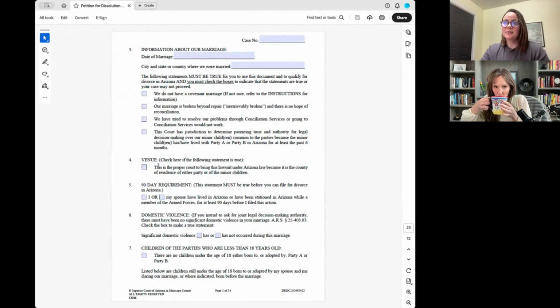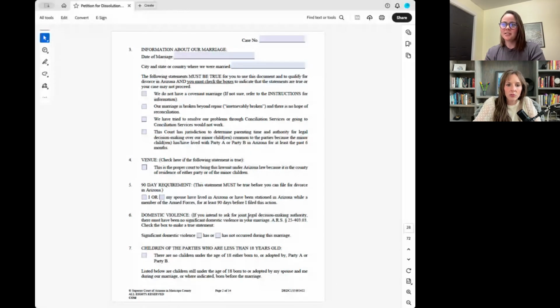We're going to file the dissolution in the appropriate court in the county where you live. And in Arizona, you have to have lived in the state for at least 90 days so that the courts can have jurisdiction over this matter. So check the box that you or the other party have lived in Arizona for at least 90 days.